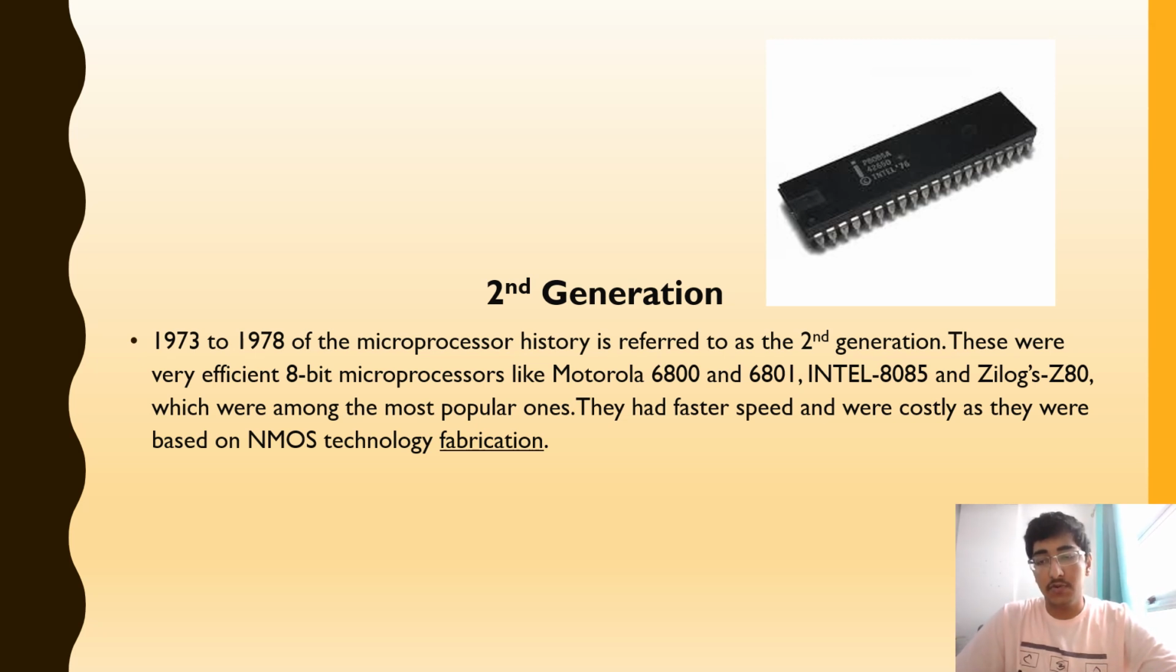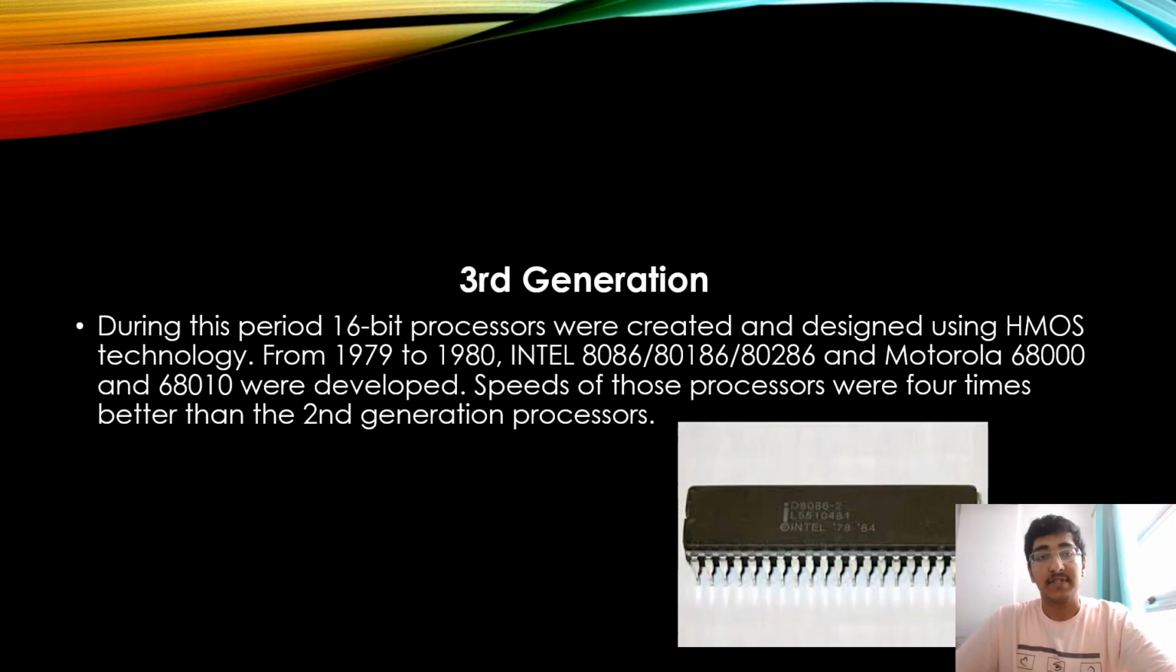Moving on to the third generation of microprocessors. During this period, the 16-bit microprocessors were created. This period ranges from 1979 to 1980.